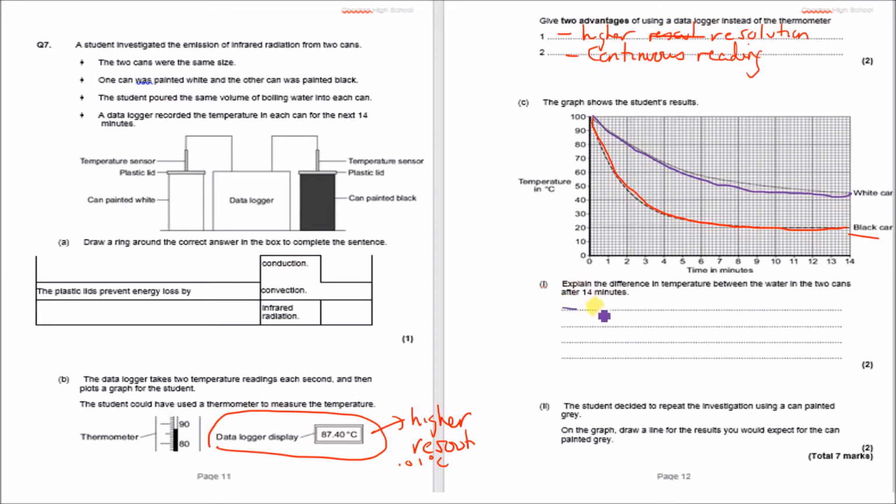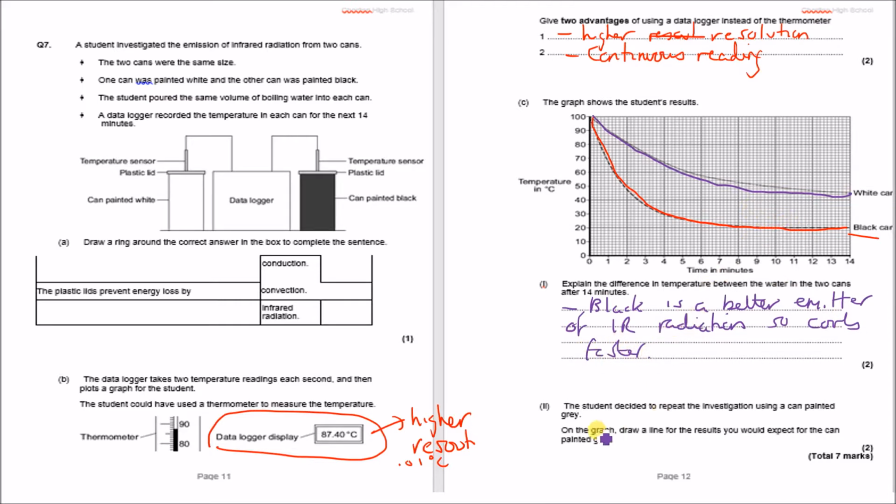So why has that happened? Because black is a better emitter of infrared. I'm just going to put IR for infrared radiation. And infrared radiation is just heat. So it's giving out more heat. The black can, because black is a better emitter, will give out more radiation, and that means it will cool down faster than the other can. So black is a better emitter of IR radiation, so cools faster.